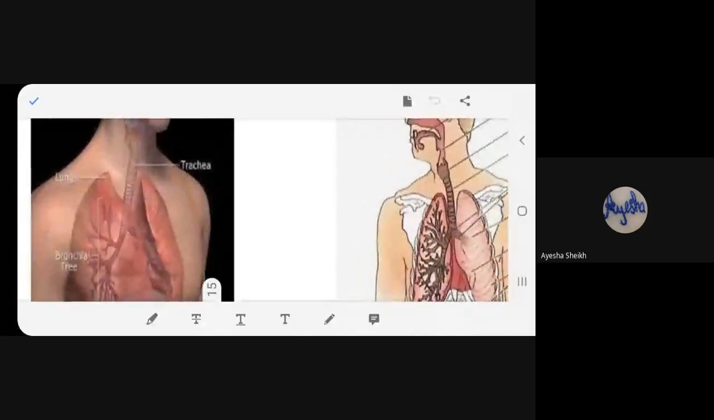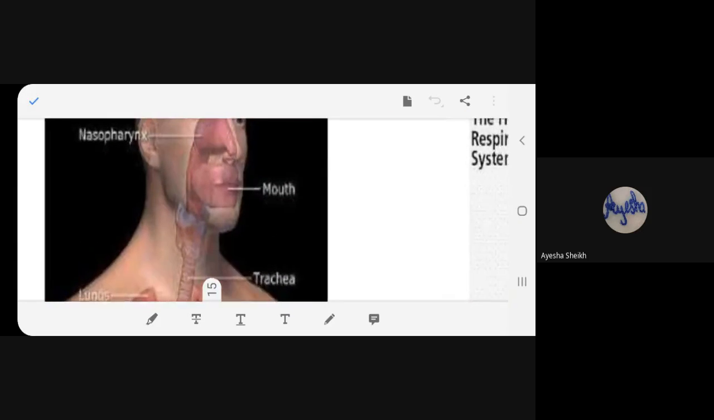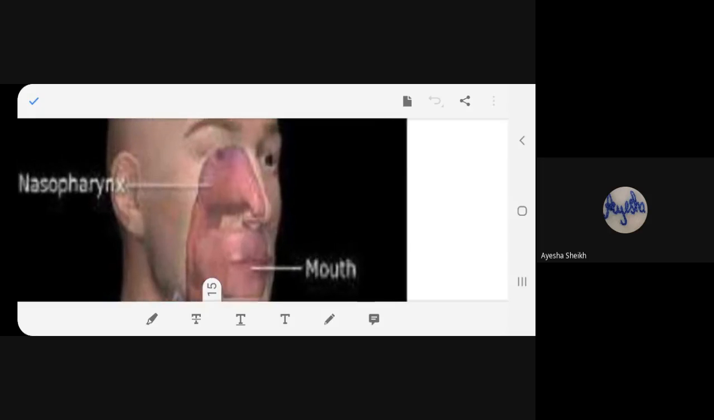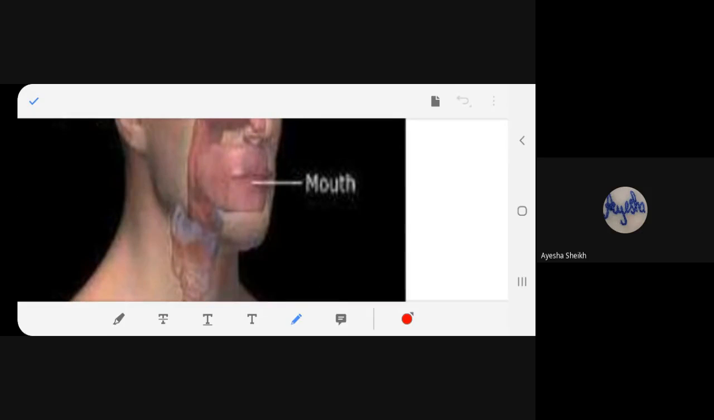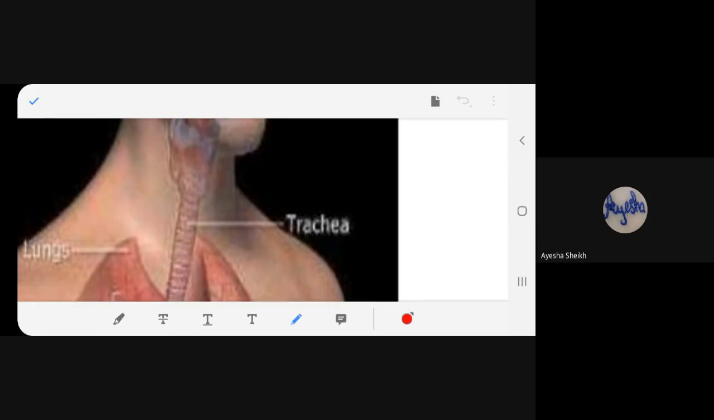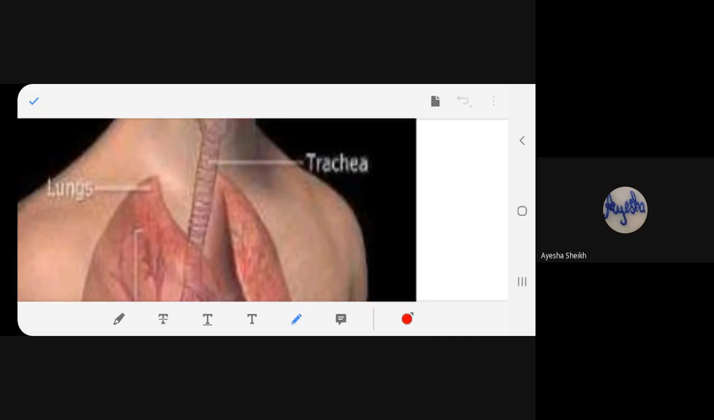Now we see what the respiratory system looks like. This is the nose. You see this over here? So the air goes from here, it goes down. This is the trachea or the windpipe. What is the other name of trachea? Windpipe. And on the windpipe, you can see it has lines over here. Can you see the lines? Yes, ma'am.